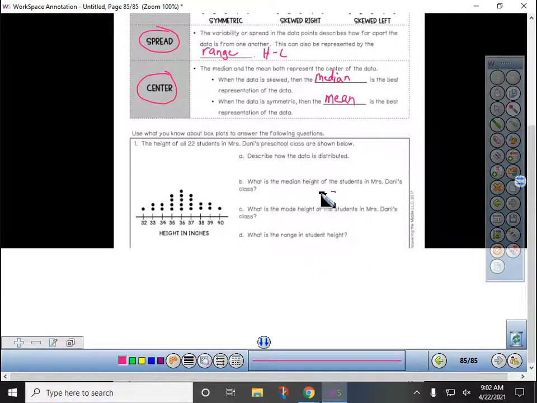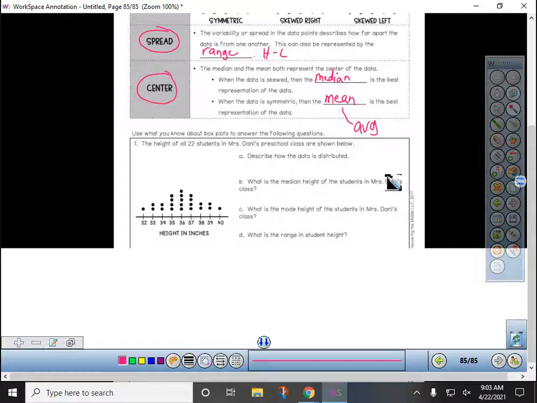Anyone know what mean means? It's the average. How do you find the average of something? You add them all up and divide them by how many. There you go. You add them all up and then divide by how many numbers you added together. That's right. You were halfway right.